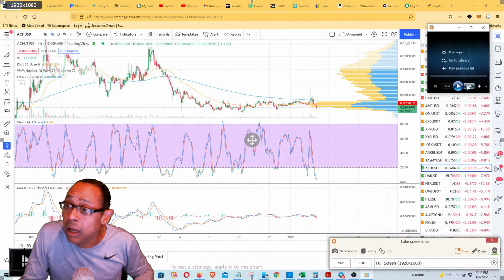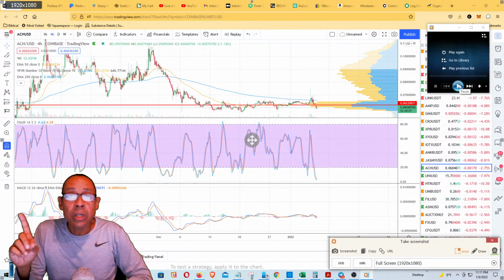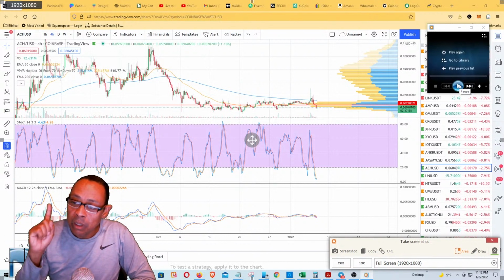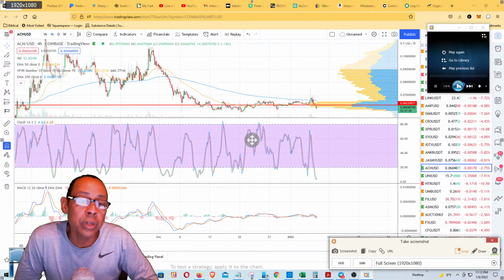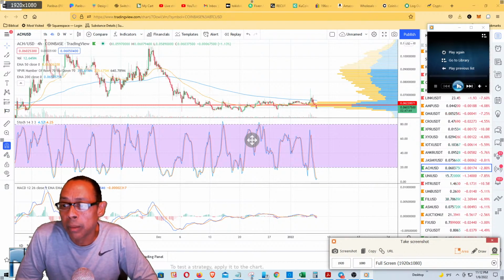ACH, I do have a bag. And also on ACH, I was going to ape into ACH at 0.005 and I didn't. And then it blew up. It got on Coinbase 2 days later and it went to 23 cents. So I finally bought in at 6 cents. It's where I bought it in at. And I'm just getting a little bit here and there.